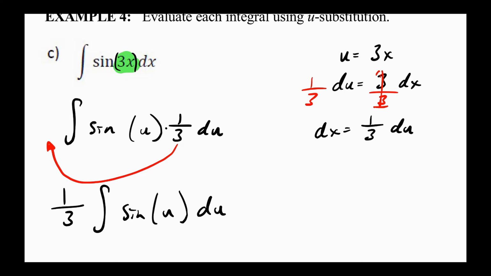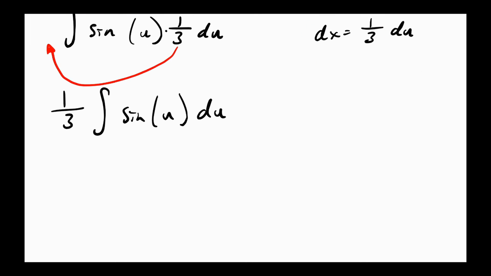Now I find the antiderivative of sine u du. That's a lot easier than at the beginning. The antiderivative of sine, what is the antiderivative of sine? Negative cosine, yeah. So I have 1/3. I'm going to put the negative out in front of the 1/3. Cosine of u, and then plus c, right? No more du because that disappears when you find the antiderivative.